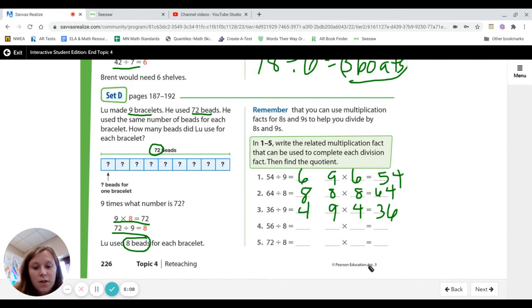Number 4, 56 divided by 8. I can think 8 times what is 56? I know 8 times 7 is 56, so 56 divided by 8 would be 7. 72 divided by 8. I can think 8 times what is 72? I know 8 times 9 is 72, so I would do 72 divided by 8 equals 9.